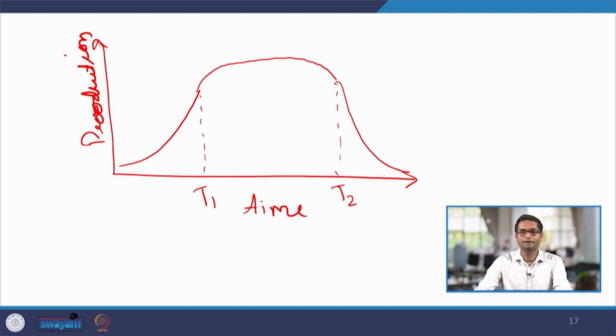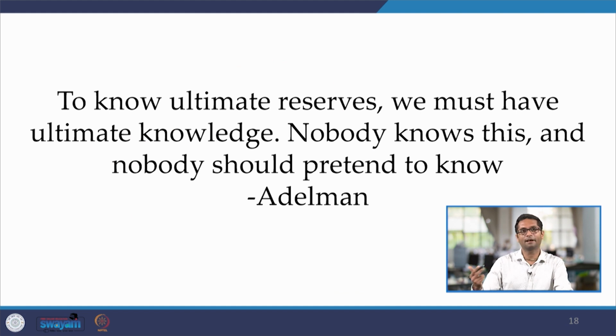But nonetheless, there have been shortcomings in all the models, and so I would like to end this class with a quote by Edelman, one of the pioneers in this field. He said that to know ultimate reserves, we must have ultimate knowledge. Nobody knows this, and nobody should pretend to know. So again, this is something that is very difficult to estimate, but of course there have been different models to help us do this calculation, but not all of them could be exactly right. So with this we end today's class.